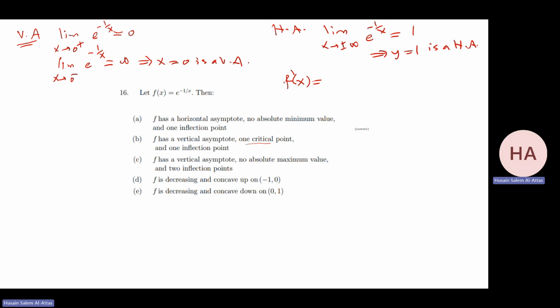f prime of x will be what? e to the minus 1 over x times the derivative of this, which is 1 over x squared. So it will be 1 over x squared times e to the power 1 over x, which is always positive. Always positive. So for sure, there are no critical numbers.